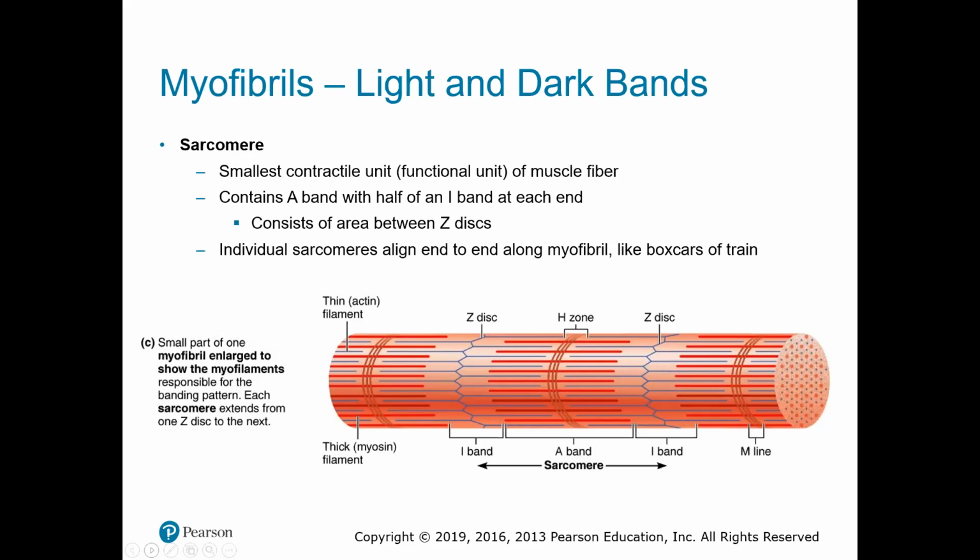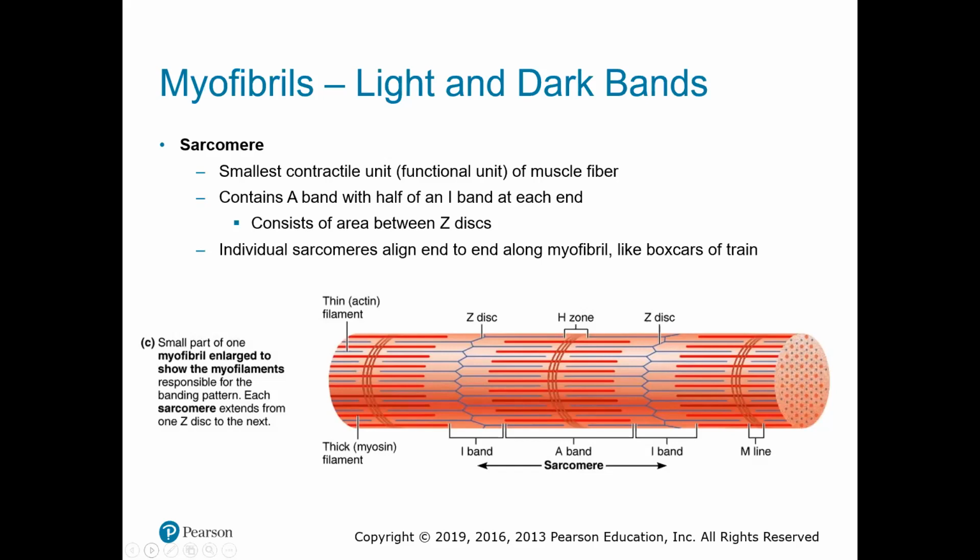The light and dark bands are the presence of what we call the thin filaments and the thick filaments. And the arrangement of these in the myofibril forms these individual sarcomeres. The sarcomeres are the contracting unit. The sarcomere consists of a light band, a dark band, and a light band. And the light band is called the I band. There's an I band at each end of a sarcomere.